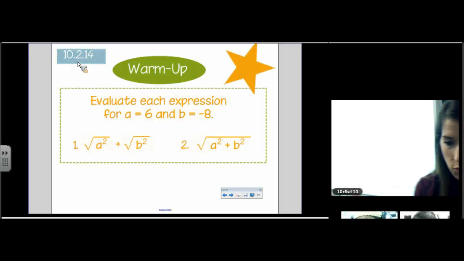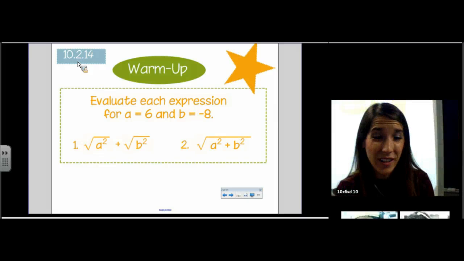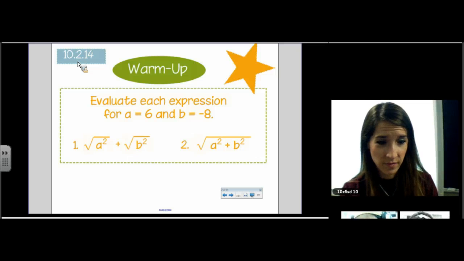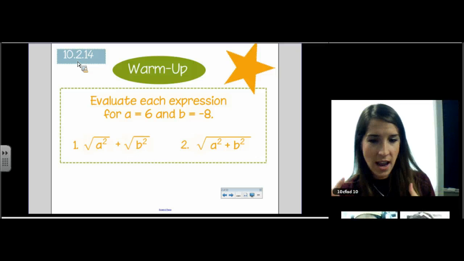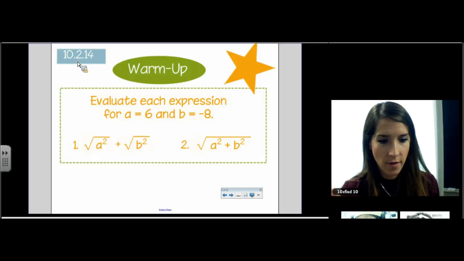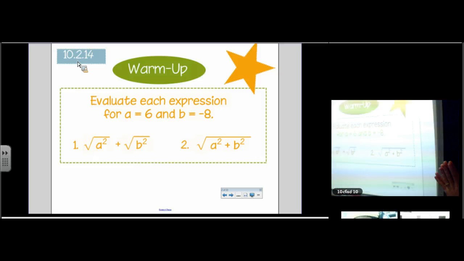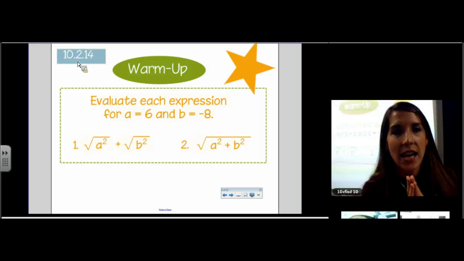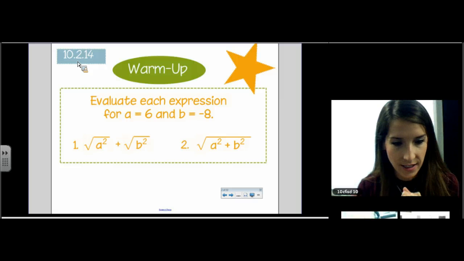So, brand new unit, coordinate geometry. It's going to be totally different than what we were just doing. Parallel lines and transversals and angles, we're getting completely away from that. Okay, evaluate each expression for A equals 6 and B equals -8.